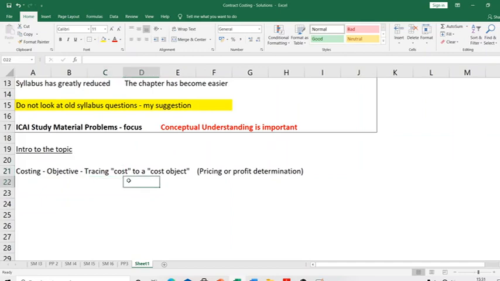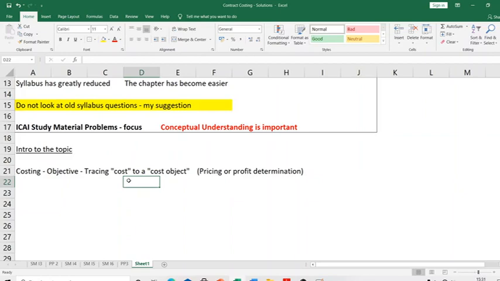If I calculate the cost of a product, then I may want to add a markup and fix the selling price. That's what we call pricing. Or for a certain product, this is the selling price that is fixed. I want to calculate what is the cost of manufacturing that product so that I know what is the profit I'm making out of every product that I manufacture and sell.